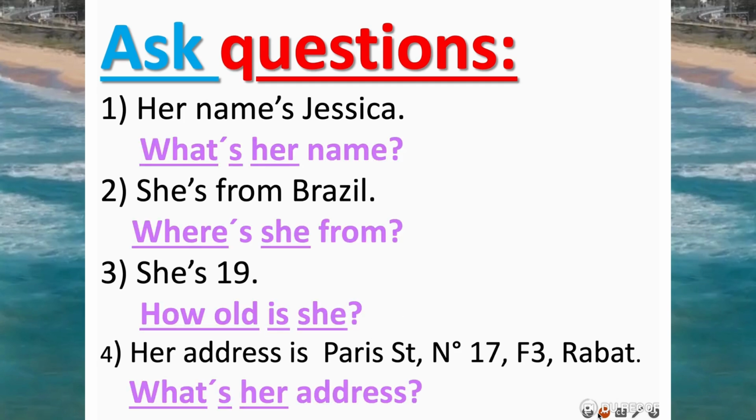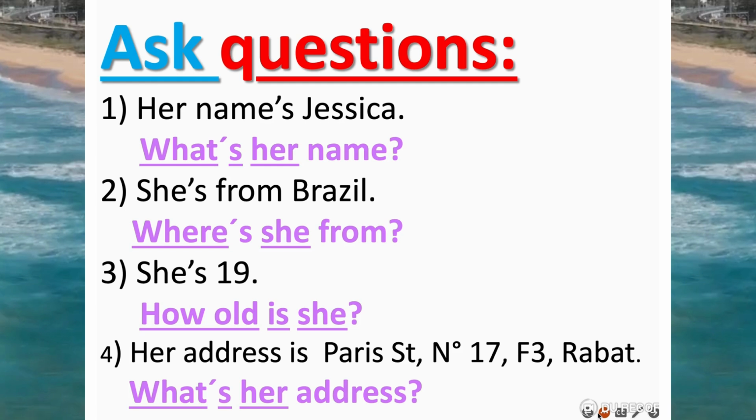Her name's Jessica. What's the question? The question is, what's her name? What's her name? Her name's Jessica. Number 2. She's from Brazil. What's the question? Where's she from? She's from Brazil. If you write, where is she from? It's correct. If you write, what is her name? It's correct also. Let's go to number 3.